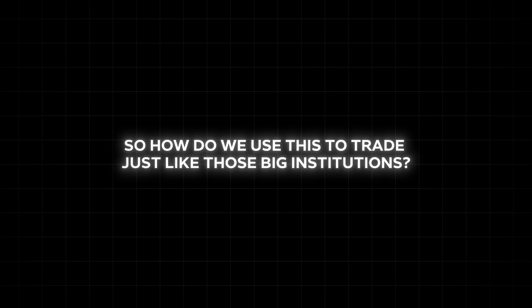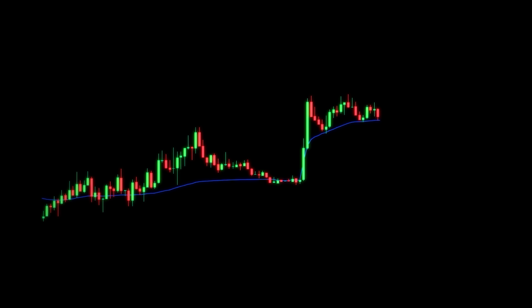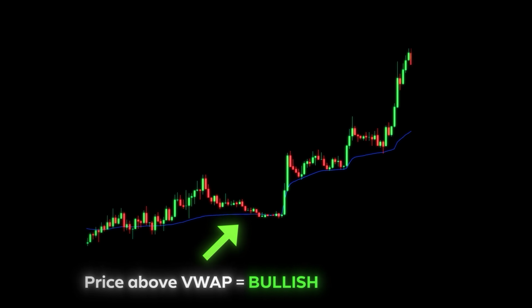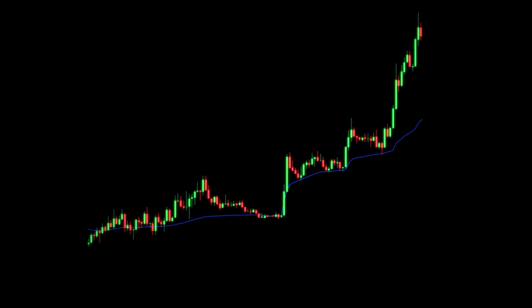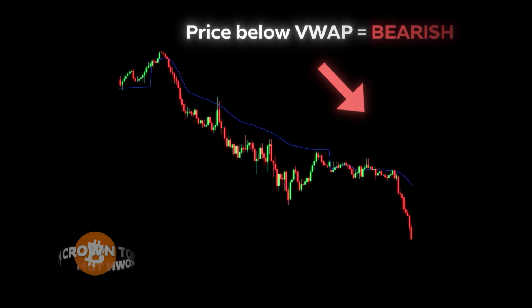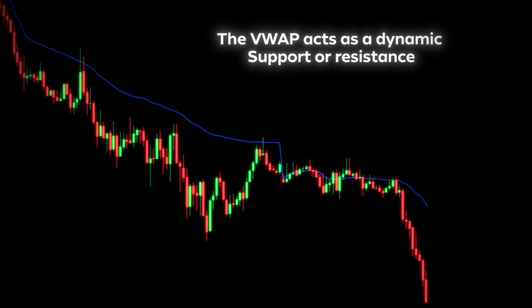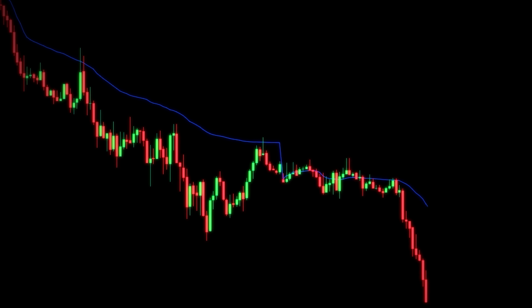So how do we use this to trade just like those big institutions? Here is a super simple rule. If price is trading above the VWAP, it will have a bullish bias. If price is trading below the VWAP, it will have a bearish bias. In almost every scenario, the VWAP will act as a dynamic support and resistance that moves with the market. Let me show you exactly how this plays out on a real chart.